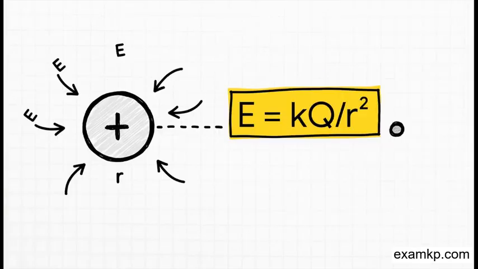And here is the main formula for electric field intensity, which we call E. Now, does this look familiar? It looks a lot like the gravity formula, doesn't it? It's E equals kq over r squared. In this case, k is Coulomb's constant, q is the charge creating the field, and r is the distance.